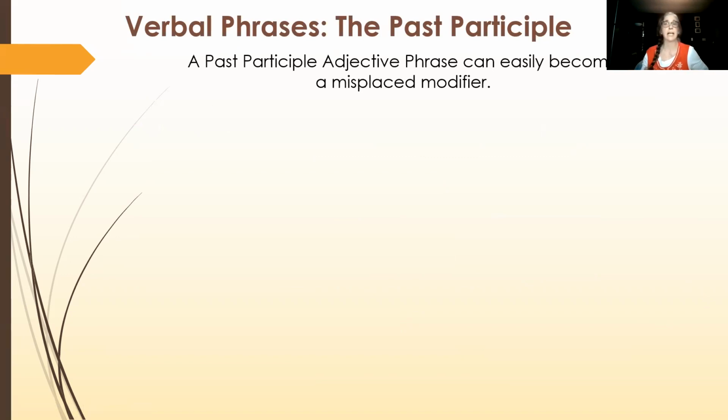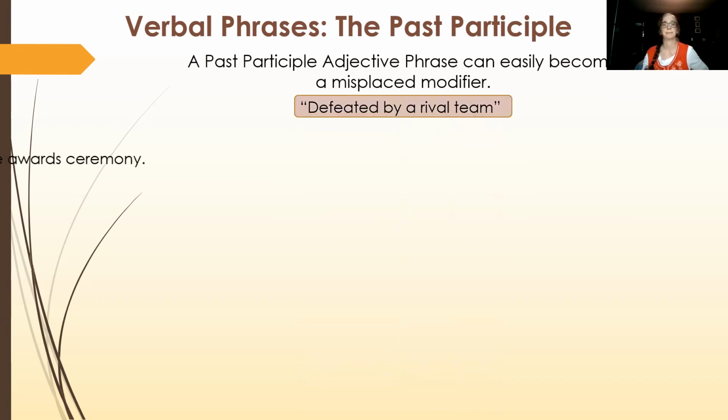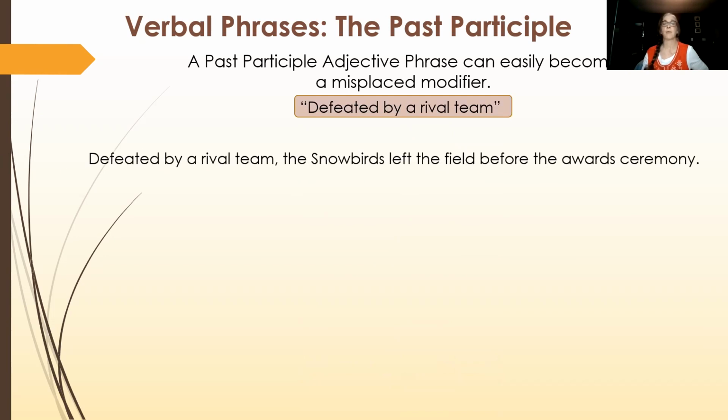So past participle adjective phrases can easily become misplaced modifiers. Defeated by a rival team. Let's look at this one. Defeated by a rival team, the Snowbirds left the field before the award ceremony. There's our adjective phrase. There's the noun.